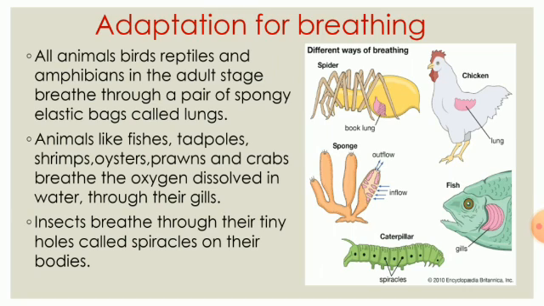Okay? And animals like fishes, tadpoles, shrimps, oysters, prawns and crabs breathe the oxygen dissolved in water through their gills. These animals do not have lungs. Instead of that, they have an organ called gills. And since they live underwater, they absorb the oxygen that is dissolved in the water.